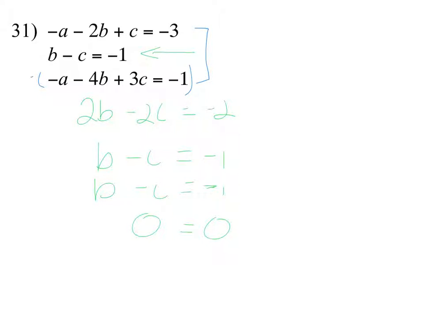This would be something where we have an infinite number of solutions. This is a true statement, and if we have a true statement, we have an infinite number of solutions. What this really means is that one of these planes overlaps the other planes.